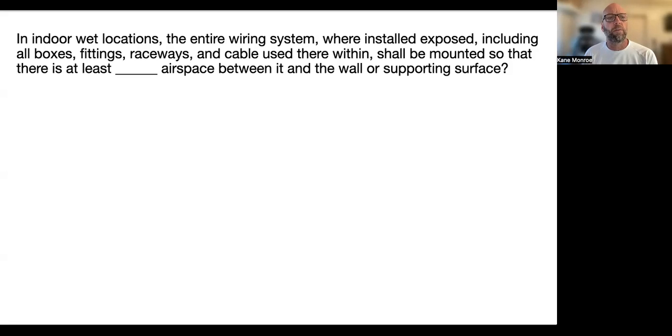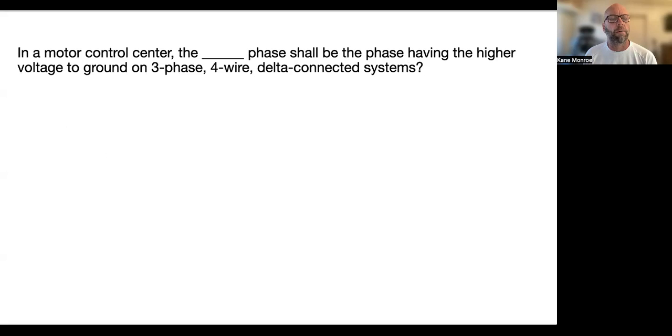Next one, indoor wet locations. The entire wiring system where installed exposed, including all boxes, fittings, raceways, and cables used therewith, shall be mounted so that there is at least blank airspace between it and the wall or supporting surfaces. Quarter of an inch, guys, 300.6(D). What they want is a little airspace in between there, so hopefully it'll dry out when it isn't wet, or mold won't build up in there.